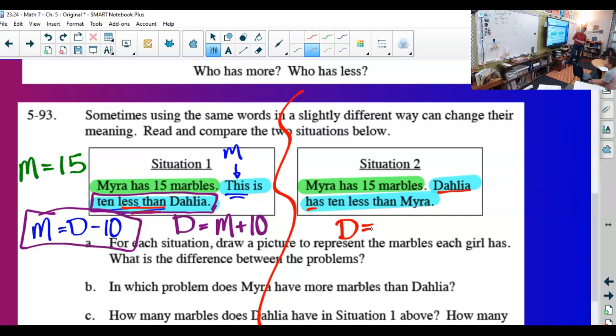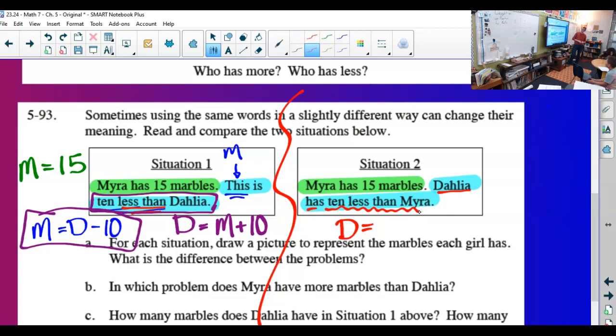plus 5. We're trying to write this. So forget about the first statement. We're just trying to write out what's in blue now. How do I write Dahlia has 10 less than Myra?